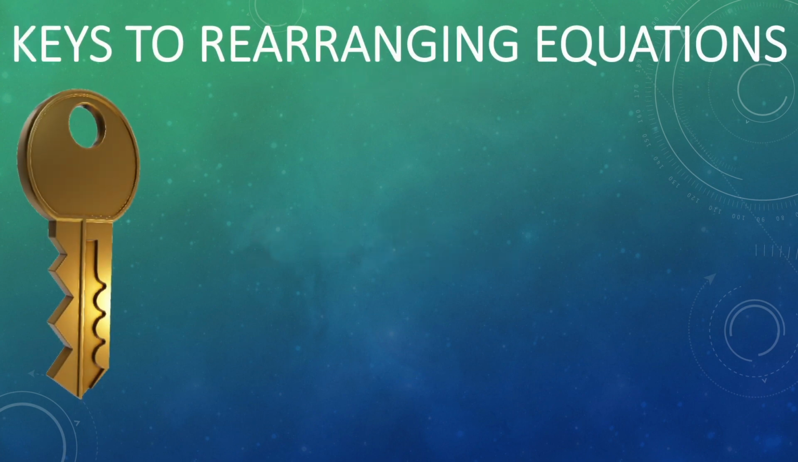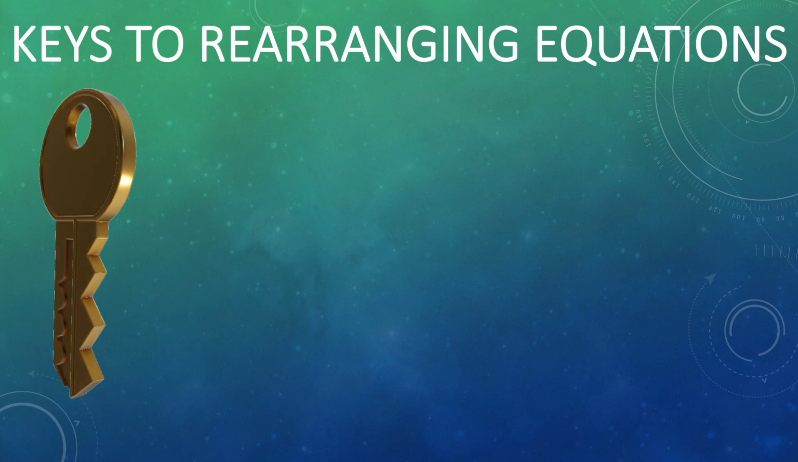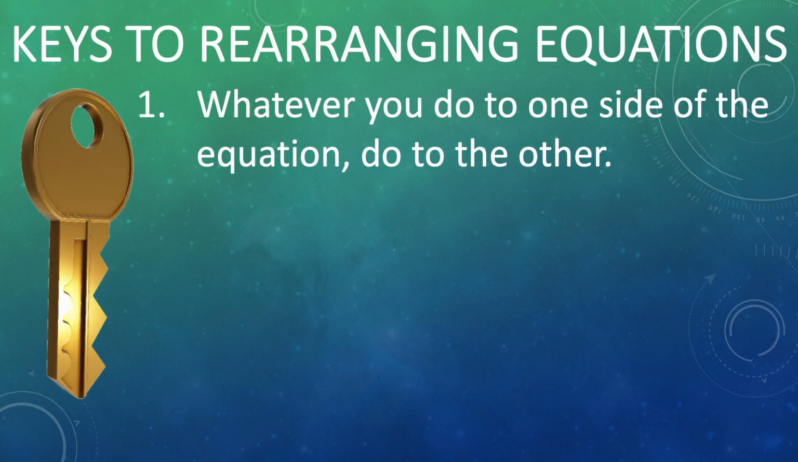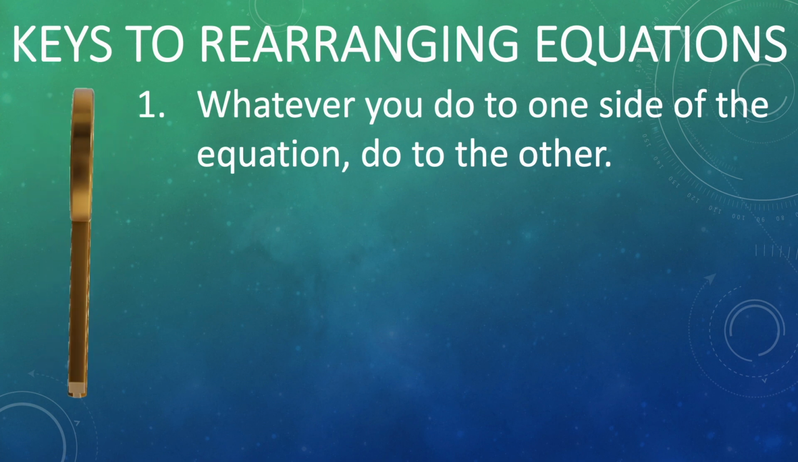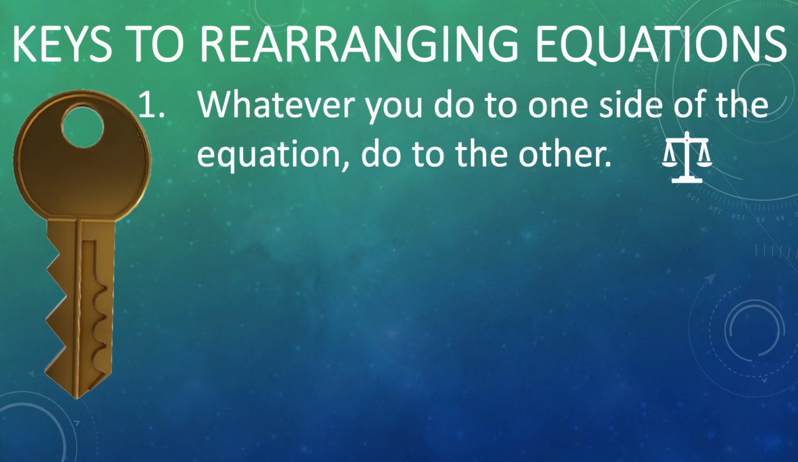We're starting with two keys to rearranging equations. First, what you do to one side of an equation, you must also do to the other side. An equation has two sides, which are balanced to be equal. To keep the sides balanced, you must treat them the same.